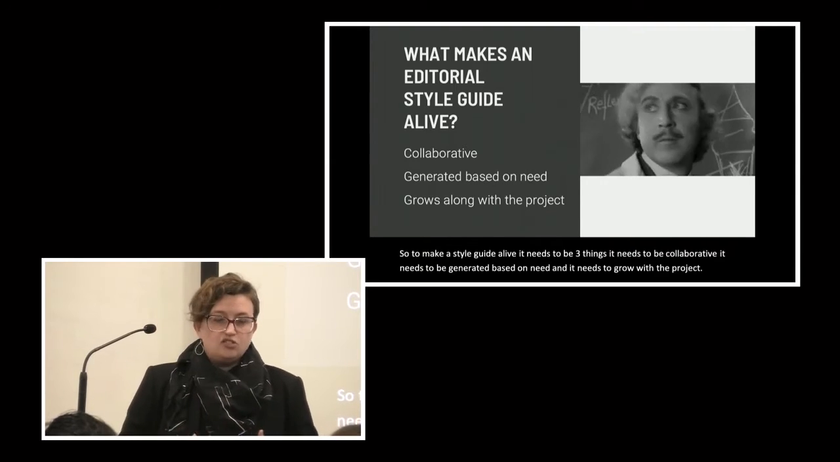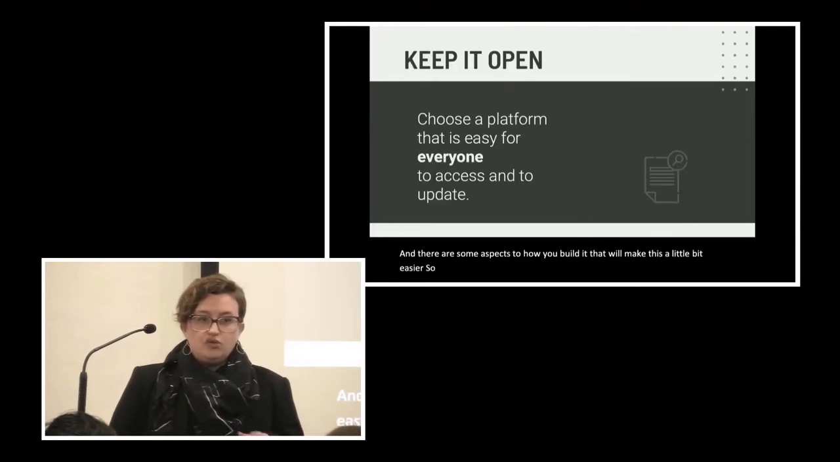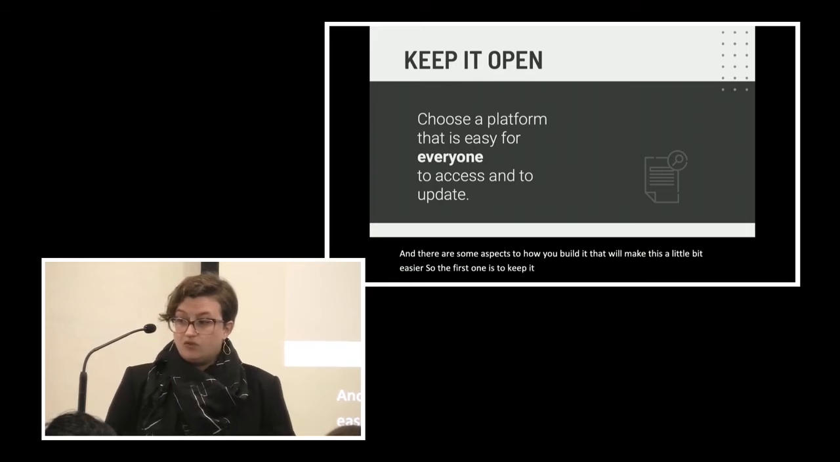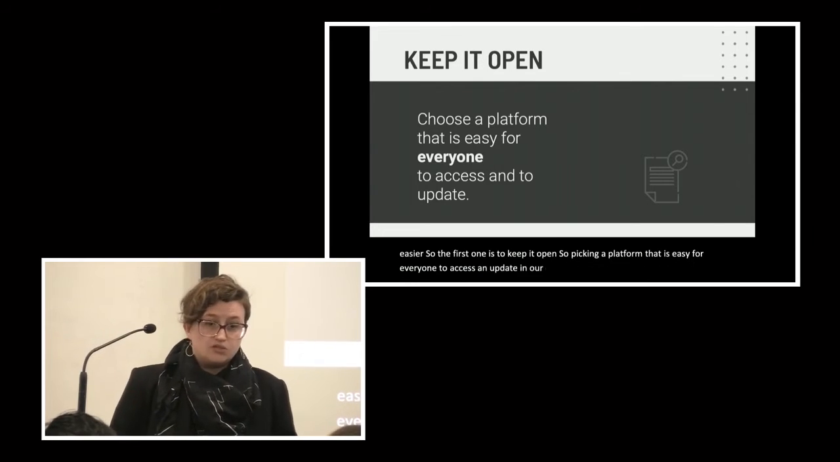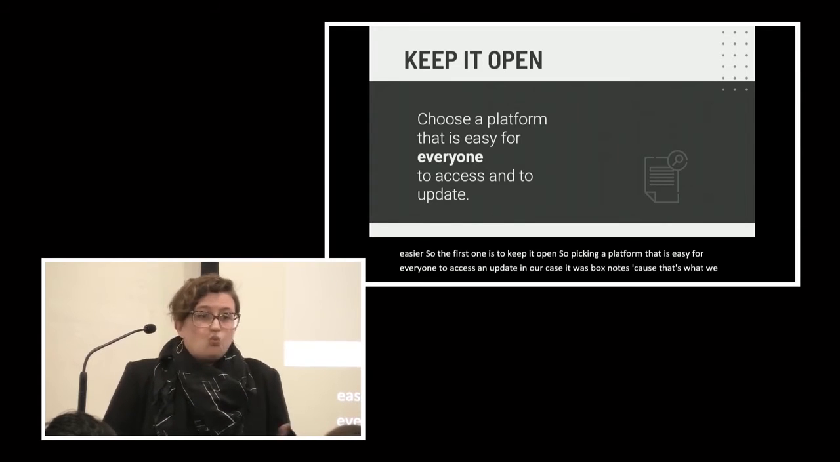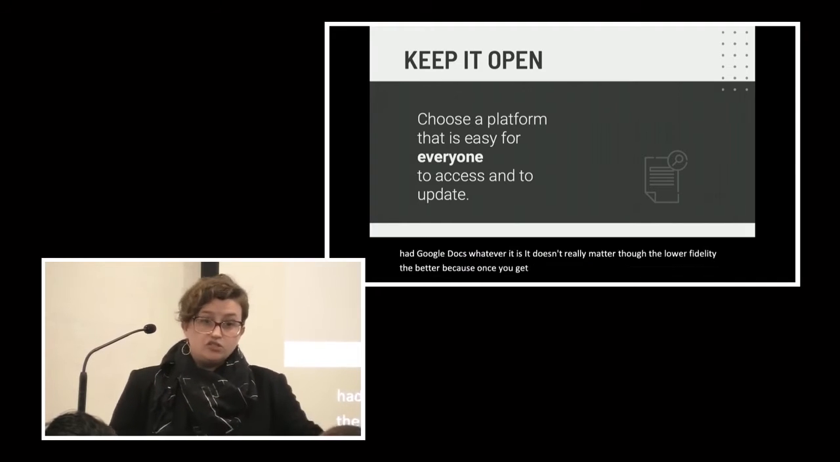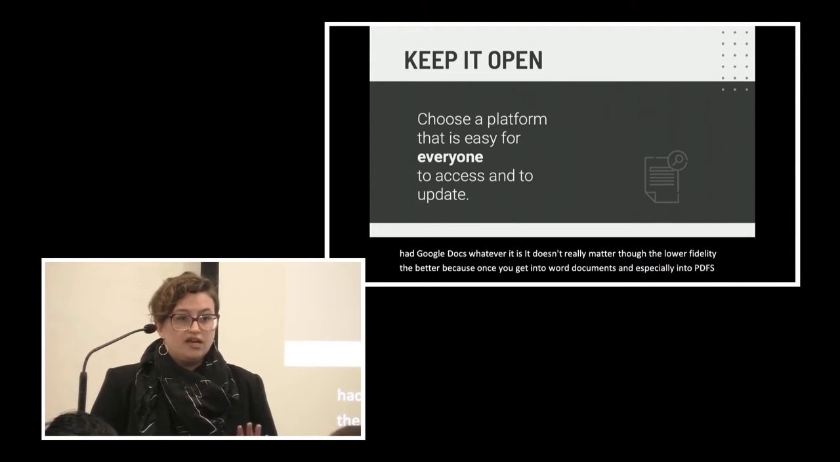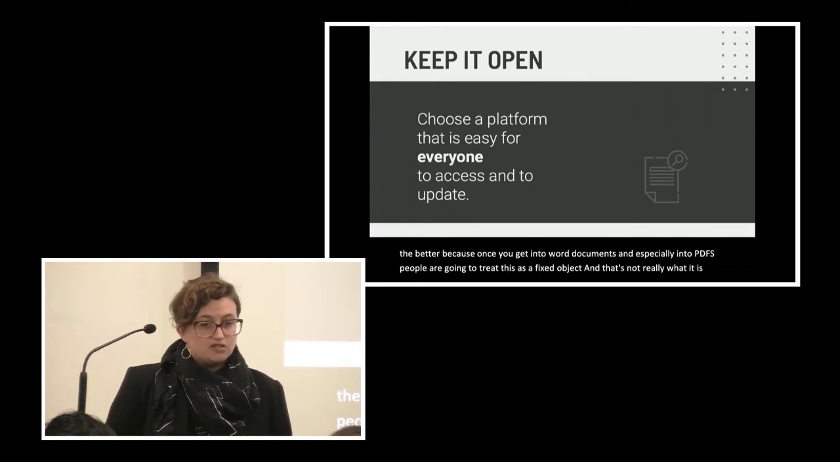And there are some aspects to how you build it that will make this a little bit easier. So the first one is to keep it open. So picking a platform that is easy for everyone to access and update. In our case, it was Box Notes, because that's what we had. Google Docs, whatever it is, it doesn't really matter. Though the lower fidelity, the better, because once you get into Word documents and especially into PDFs, people are going to treat this as a fixed object. And that's not really what it is. It's going to keep changing as the project changes.